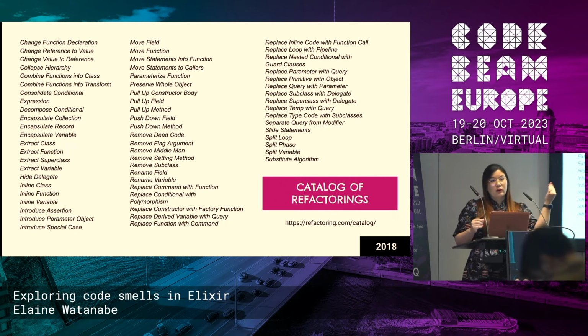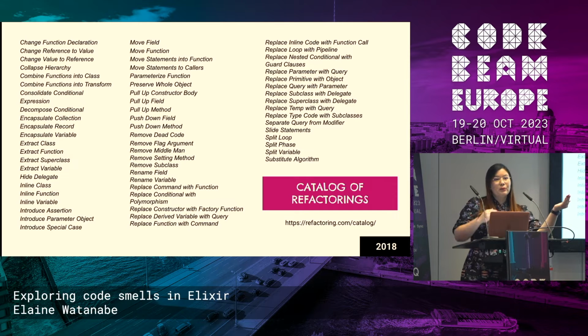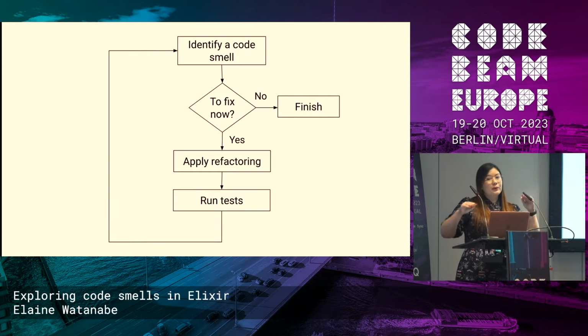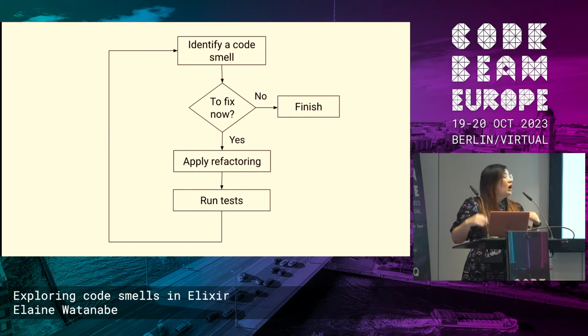Similar to code smells, we also have names for these techniques. For example, when we have a bad name, like a mysterious name, we apply the renaming of a variable. The process is usually like this. We identify the code smell, decide if it's time to fix it or not, apply the refactoring, don't forget to run the tests, and move on to the next one. And keep it going, because code smells just keep appearing.